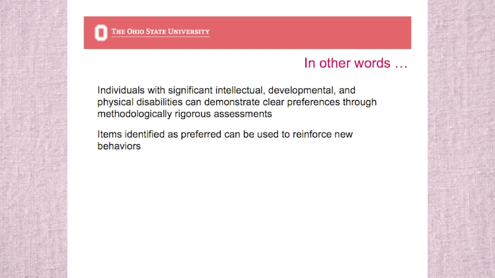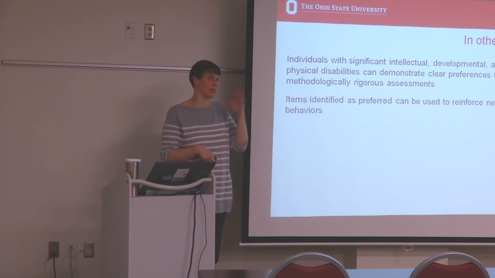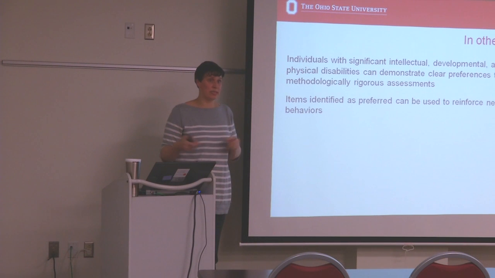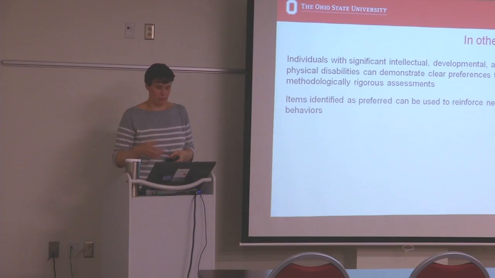So, in a nutshell, individuals who have significant disabilities cannot tell us, I would like today to work for a goldfish. Can't tell us that, but we can run a systematic preference assessment and figure that out. Okay? And that goldfish, once we figure out that's at the top of the hierarchy, we can use that goldfish to teach new behaviors. And it doesn't have to be food items. It can be activities, it can be stimuli, it can be toys, it can be food, it can be all kinds of different items. Sort of your imagination is the limit here.